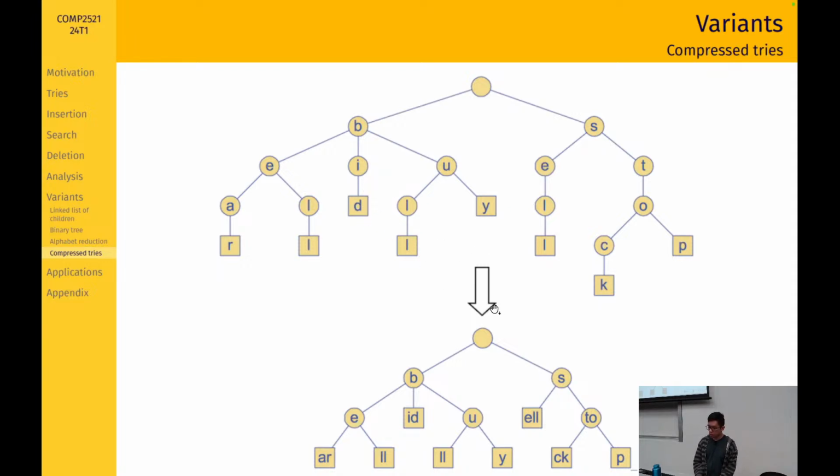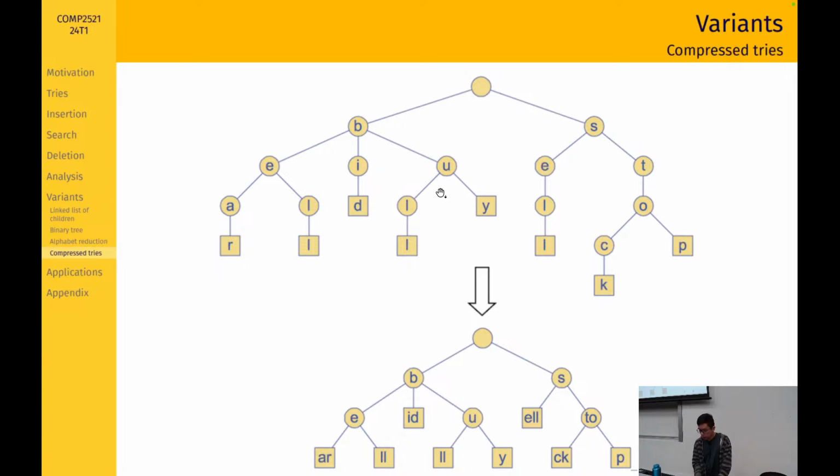Okay, and this is what it looks like when we compress it. For example, these 2 nodes here, A and R. A is not a finishing node, and it has only 1 child node, so we merge it with its child. So in the compressed trie, we have 1 node containing A, R.